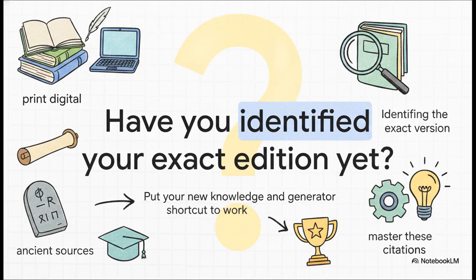Which brings us to our final thought for today's explainer. Have you identified your exact edition yet? Because that is your very next step. Go look at your sources. Figure out if they're print, digital, or ancient. Pinpoint the exact version you read, and then put your new knowledge and that amazing generator shortcut to work on your bibliography.